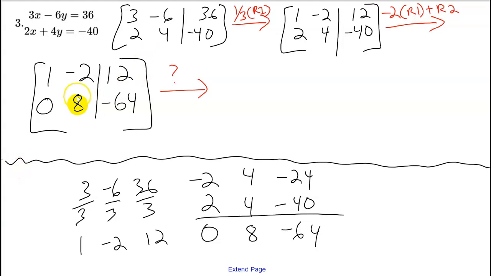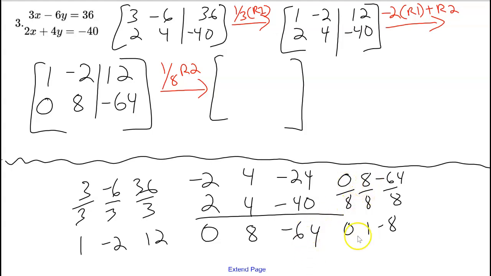All right, now what can I do to make this 8 a 1? Remember what number it needs to be? If you said 1, you'd be right. What I want to do is just divide by 8 or multiply by 1/8. So I'm going to divide it by 8 all the way across. 0 divided by 8 is 0. 8 divided by 8 is the one we're looking for. -64 divided by 8 is -8. So I'm going to write this row in the second spot here.